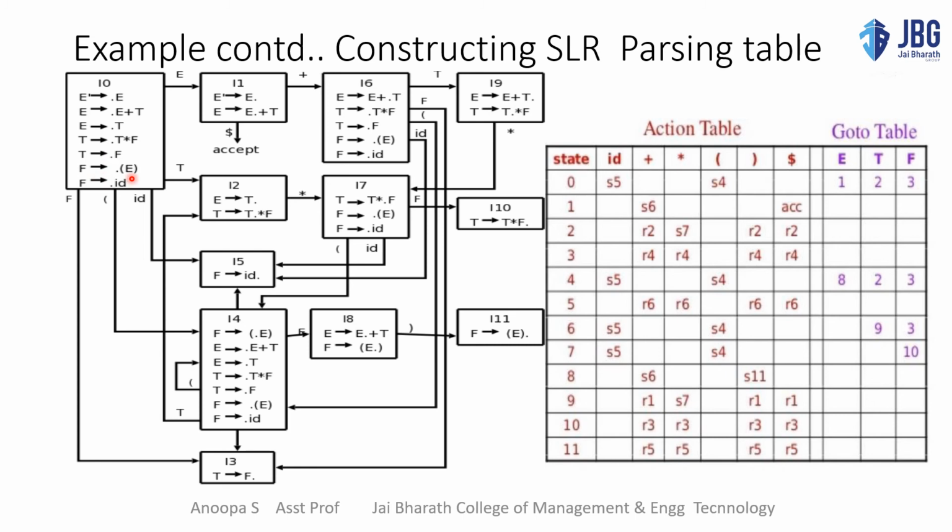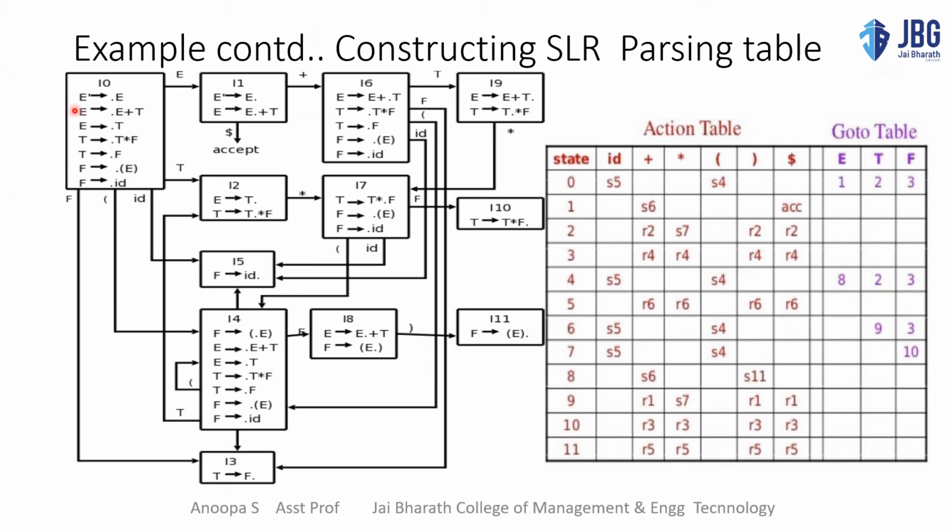Goto is always constructed for non-terminal symbols. From I0 we have three non-terminal symbols going out: capital E, capital T and capital F. I0 on E is going to I1, so I will write 0 on capital E 1. Similarly, I0 on capital T going to I2, so I will write 0 on capital T 2. Similarly, I0 on capital F going to I3, so I'll write 0 on capital F 3. So the I0 state is done.